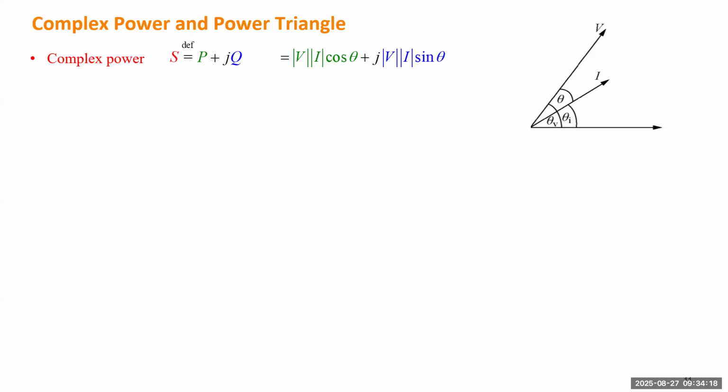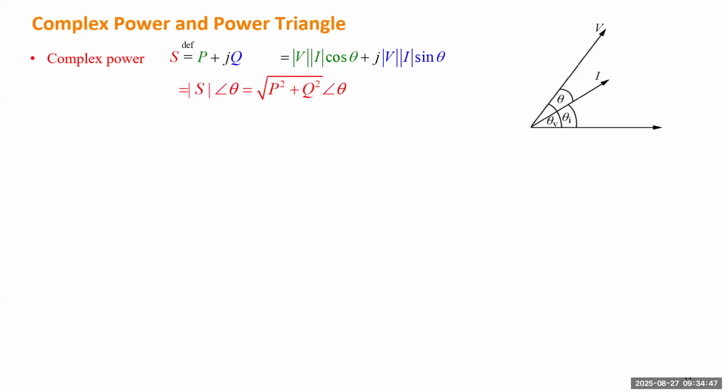Because we already made voltage and current complex numbers by introducing the concept of phasor. And we also define voltage divided by current as impedance. Impedance is also another complex number, right? The real part is resistance, and the imaginary part is reactance. And now we also make power a complex number. We call it complex power.